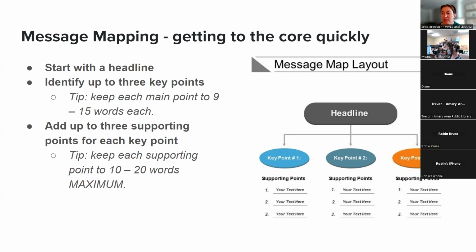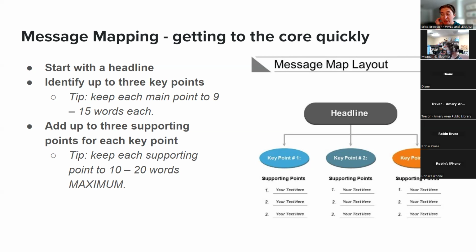The main thing is, in those bullet points, to keep your points to 9 to 15 words each. So you use a word counter. Keep it really short, keep it really to the point. And then for each of those additional points, 10 to 20 words is your absolute maximum.